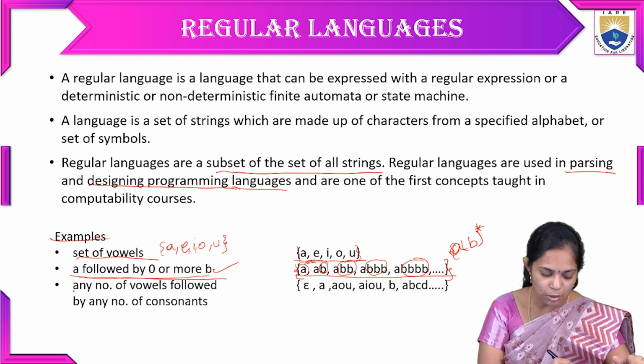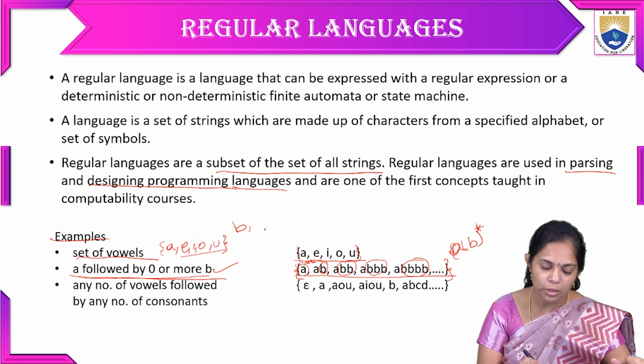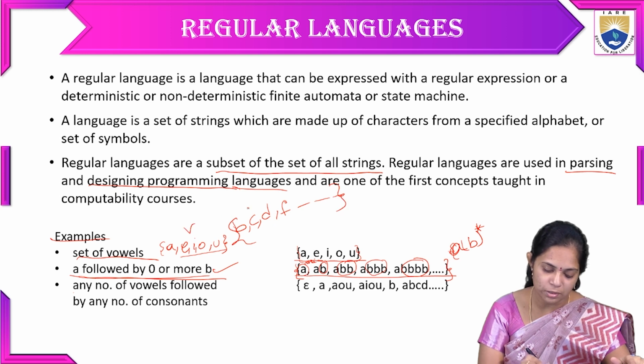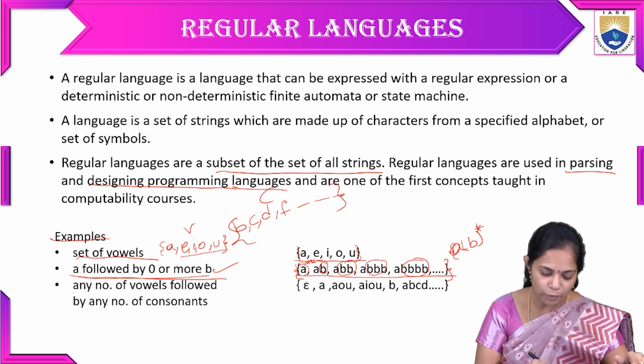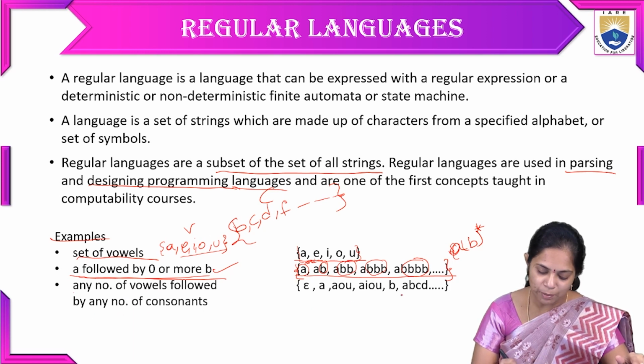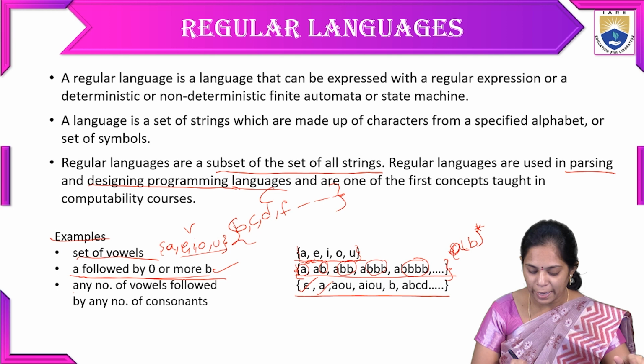The third example: any number of vowels followed by any number of consonants. These are the vowels, and the consonants are the remaining letters of the 26 alphabets: B, C, D, F, and so on. So it's any number of V followed by any number of C. The symbols involved are nothing, and A, E, I, O, U.